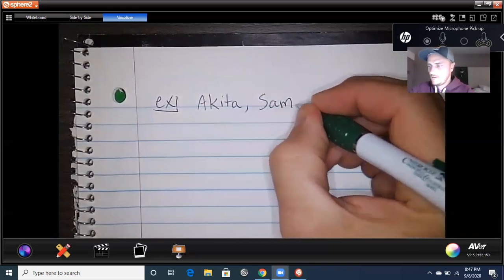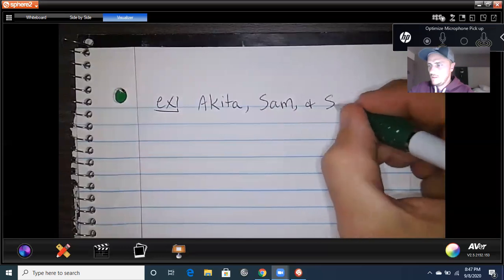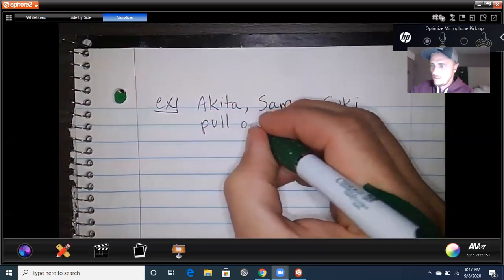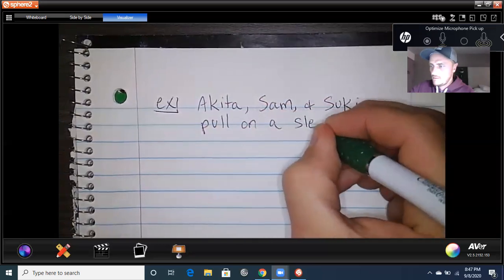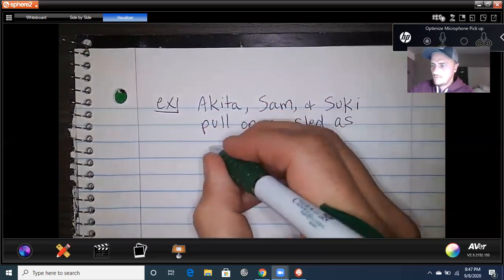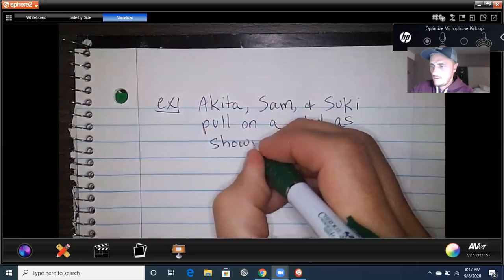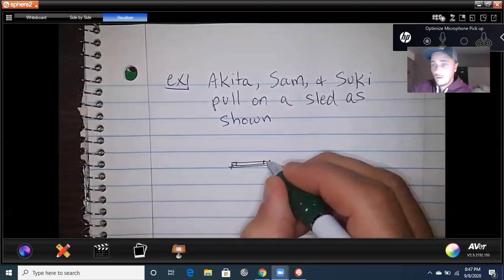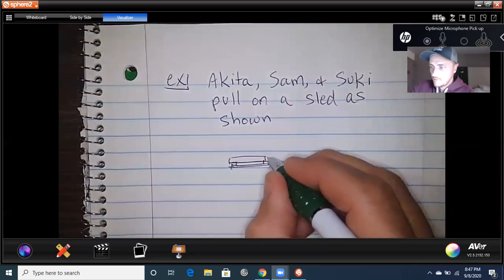Sam, and Suki. These are all dogs. Pull on the sled as shown. And we got our sled down here. I won't take too much time on this drawing, though I want to. I love taking time with my drawings.